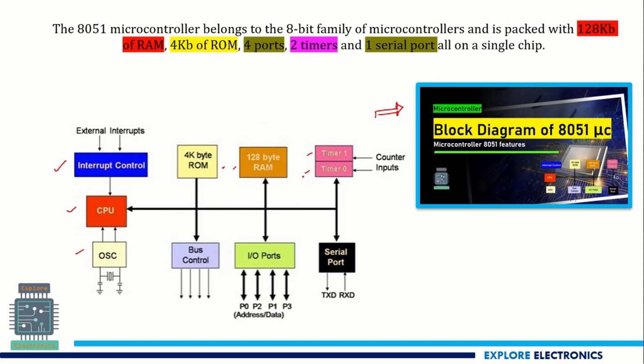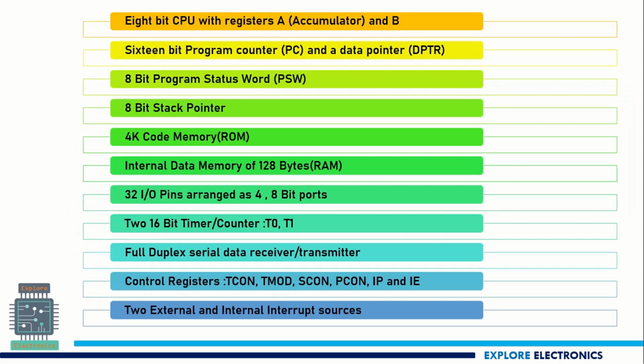Now let us see the architecture of 8051, that is giving more details. So these are the features. There will be an 8-bit CPU in the architecture with register A and B, and we have a program counter PC and data pointer DPTR, an 8-bit program status word register and an 8-bit stack pointer register, and a 4K memory, that is ROM, code memory or program memory, 128 bytes of RAM, random access memory, 32 IOs we have, that is arranged as 4 ports, and each port will be having 8 bits or 8 pins.